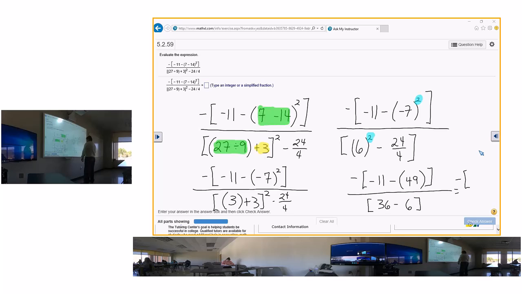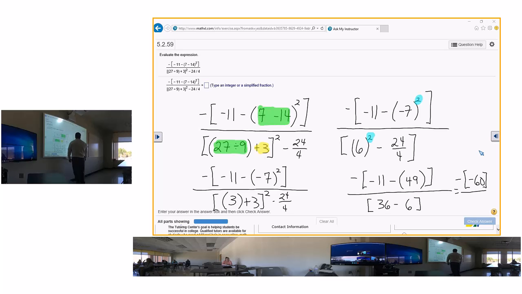bracket, 11, negative 11, you owe somebody $11, you owe somebody else $49, you owe them $60. Somebody check my math. You don't owe one person $11 and owe one person $49 and have $15 in your pocket. You don't do that. You got to pay. You got two debts. You got a debt. So negative 60 is the debt.